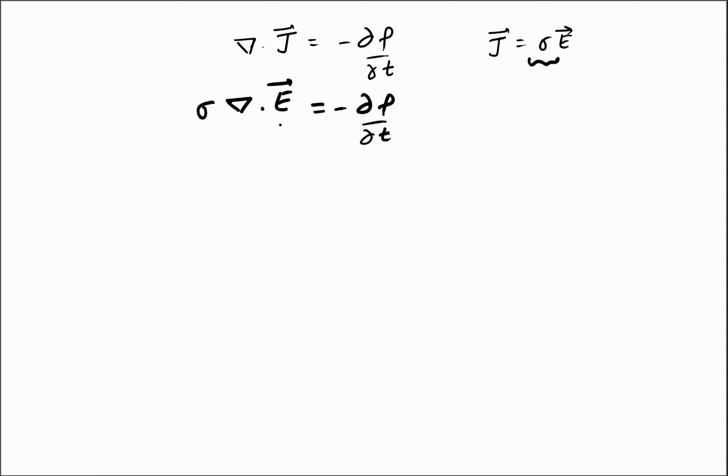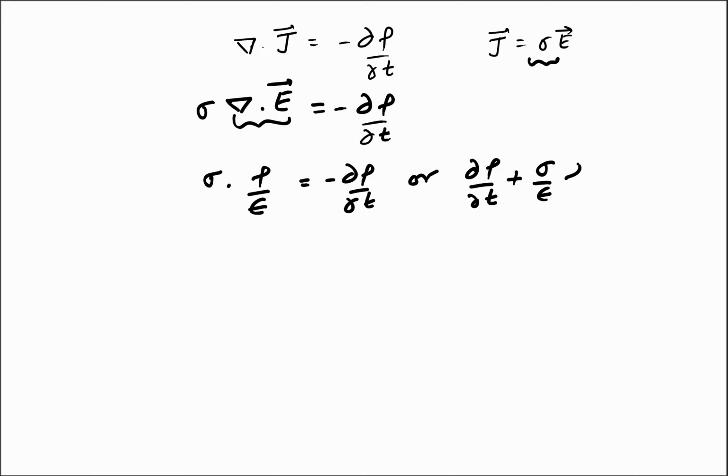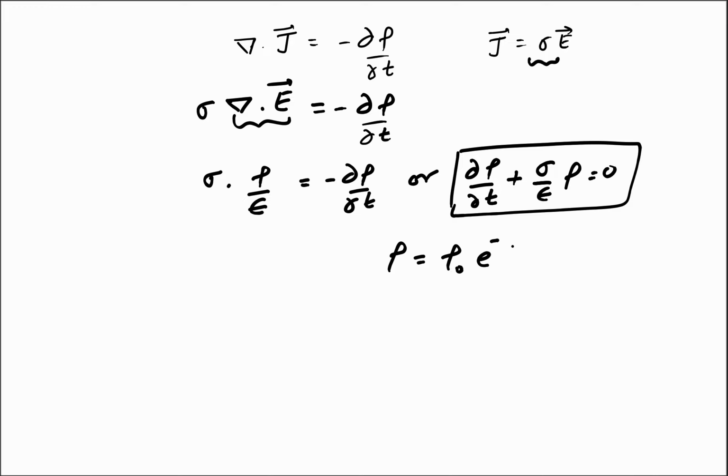Now if you remember, this del dot E is simply the Gauss law. So sigma rho over epsilon is equal to minus dou rho by dou t, or I can write it as dou rho by dou t plus sigma over epsilon rho is equal to 0. Now it is just a simple differential equation whose solution is of the form rho is equal to rho naught e raised to minus sigma over epsilon t.